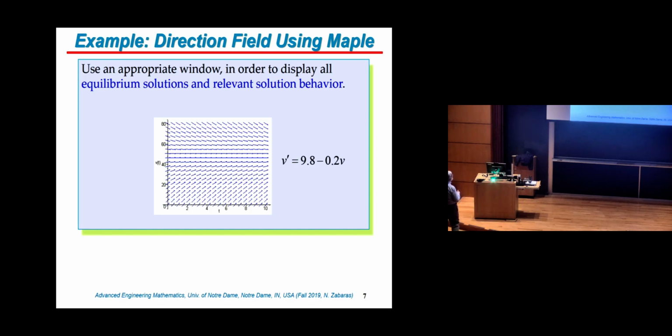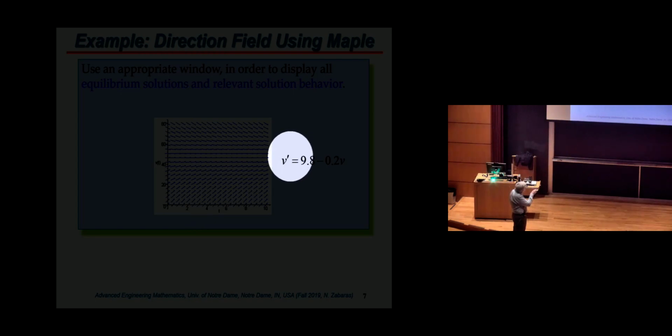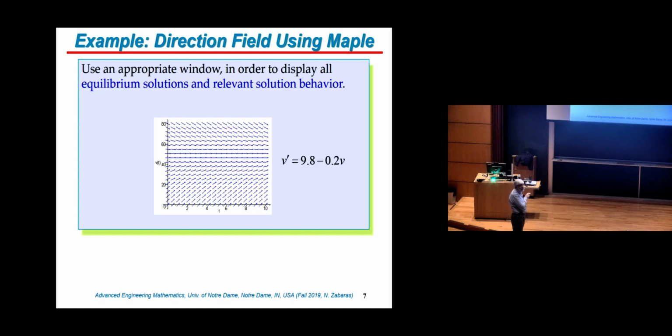So what is this and why is this helpful? Does everybody have a sense of what these arrows mean? It tells you that at each location, it tells you if v prime is positive or negative and in which direction. Okay? So why is this helpful qualitatively to understand the solution of this equation?